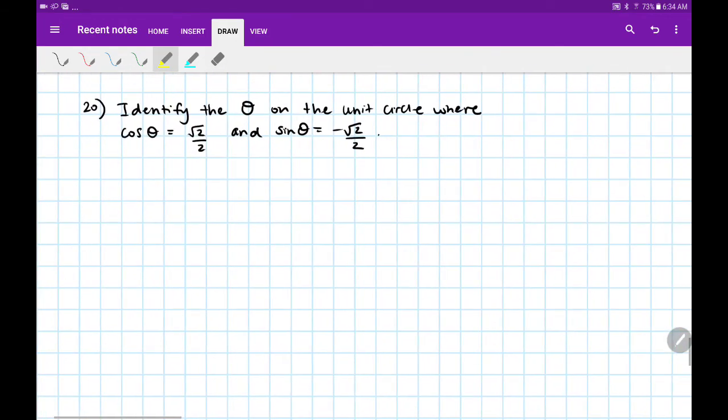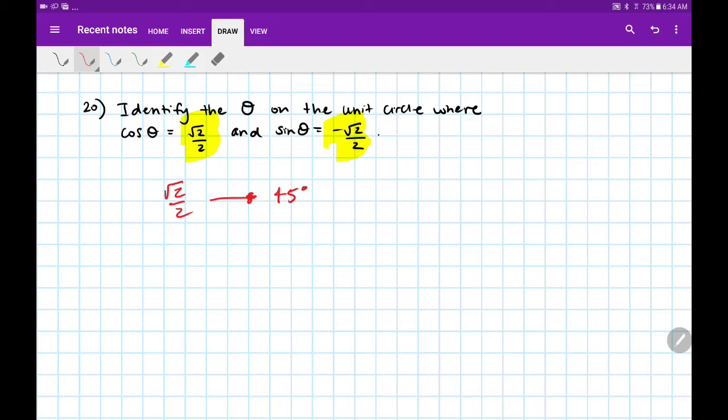Okay, we're on our last question. It says, identify the angle on the unit circle where cosine is equal to root 2 over 2 and sine is equal to negative root 2 over 2. So you can use your unit circle. I'm going to think through this without the unit circle though. So first thing to note is whenever we see this number root 2 over 2, you should immediately associate that with one of the big three, and that would specifically refer to 45 degrees.